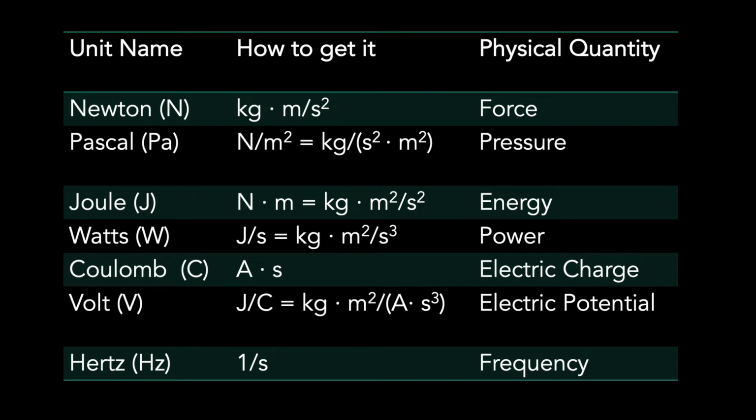The coulomb is a unit of electric charge, which is the ampere times the second. The volt is a unit of electric potential, or voltage, which is the joule divided by the coulomb. Energy per charge, which is in base units, kilograms times meter squared per ampere times second cubed. And then another example, the hertz, is the frequency. Now, we could keep doing this all night, but I don't think it's especially interesting.